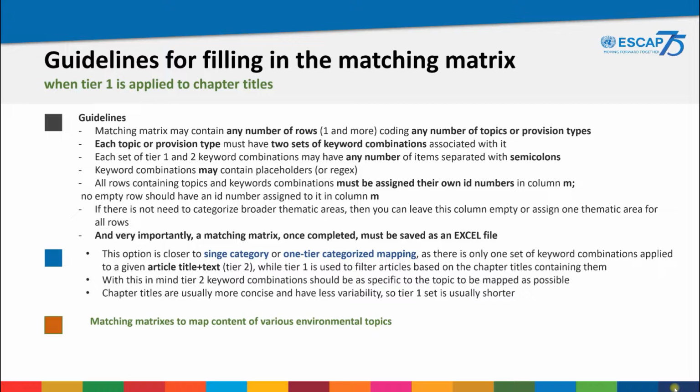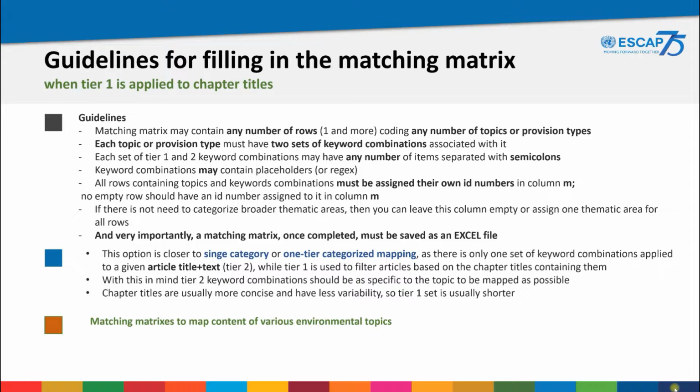Since chapter titles are usually more concise and have less variability, the Tier 1 keyword combination set would normally be shorter. And since only Tier 2 is applied to article texts, this tier should be as specific to the topic to be mapped as possible. Other than that, the guidelines for designing the matching matrix are very similar to what we already discussed.